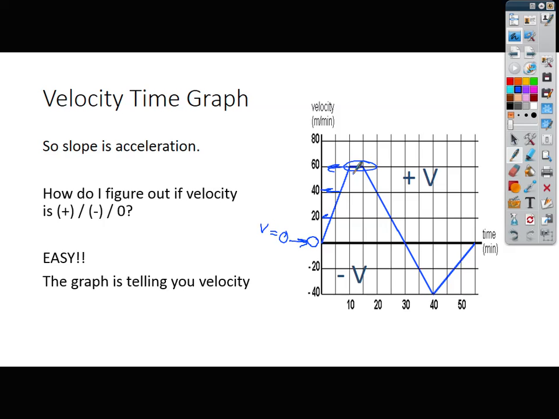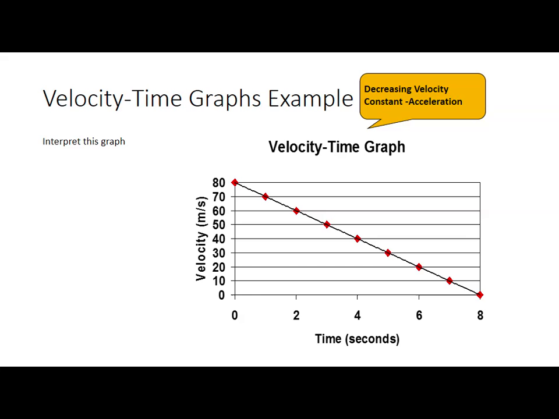So the nice thing is, anything above zero is a positive velocity. When I'm below the x-axis, it's a negative velocity. So on this graph, it does depend on which side of the graph you are on. Above is positive velocity, below is negative velocity. All right? So that's how we can figure it out. Only when you're on the x-axis is your velocity zero. That is when you're at rest, when you're on the x-axis.